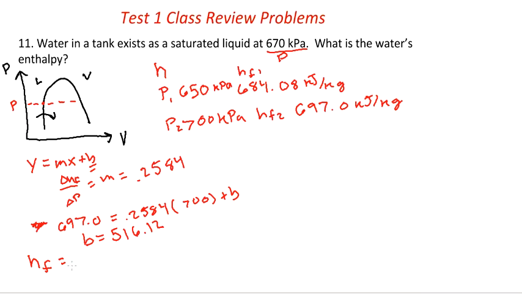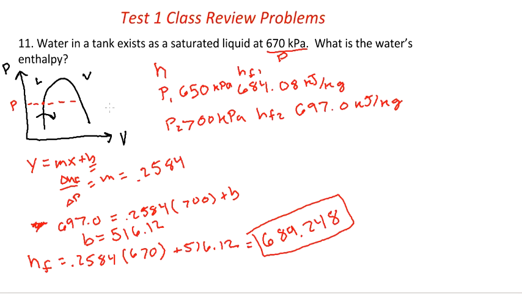Alright, so now we want to find the actual hf for this value of P. So that's 0.2584 times 670 kilopascals plus 516.12. Our final answer is going to be 689.248, and this is the enthalpy, specifically in units of kilojoules per kilogram.